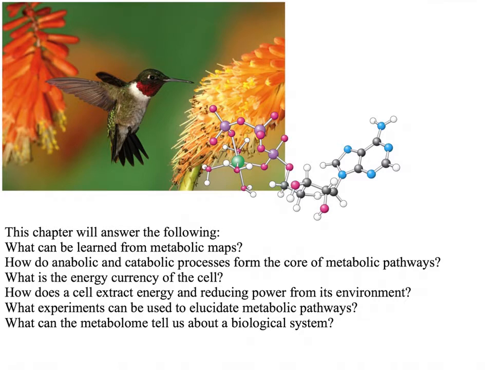And so now what we're going to do is use this foundation of biomolecules to answer the following questions. So we're going to look at metabolic maps. We're going to look at how anabolic and catabolic processes form the core of metabolic pathways, and I'll explain those terms later on in the lecture. We're going to determine what the energy currency of the cell is, how a cell extracts energy and reducing power from its environment, and then we're going to look at the experiments that can be used to elucidate metabolic pathways. For now, we are not going to look at the last question.